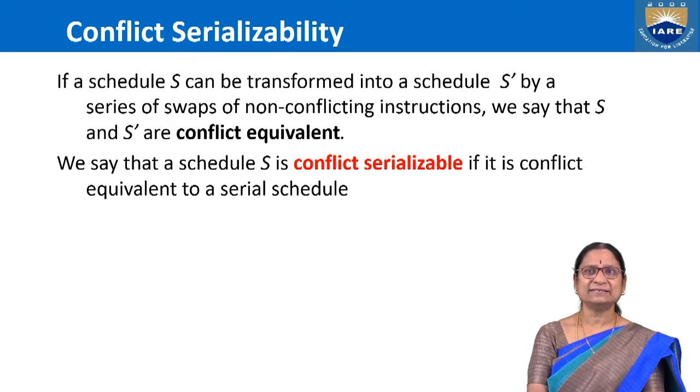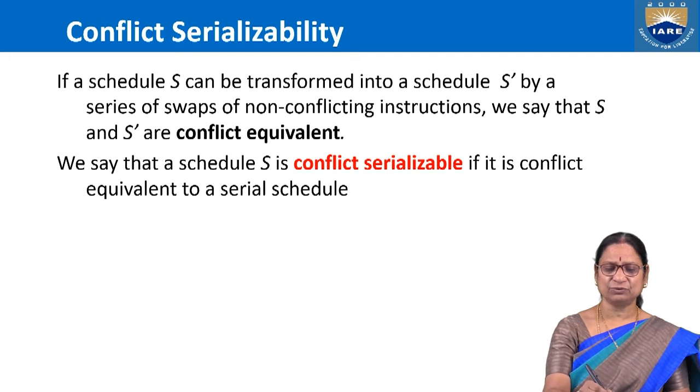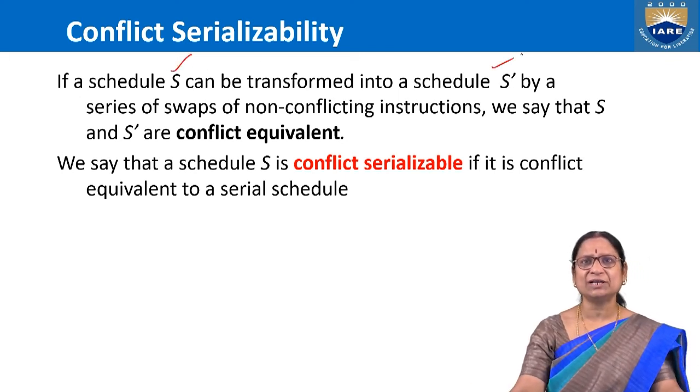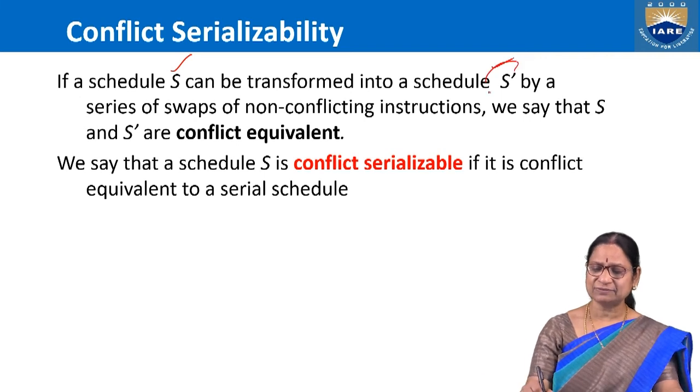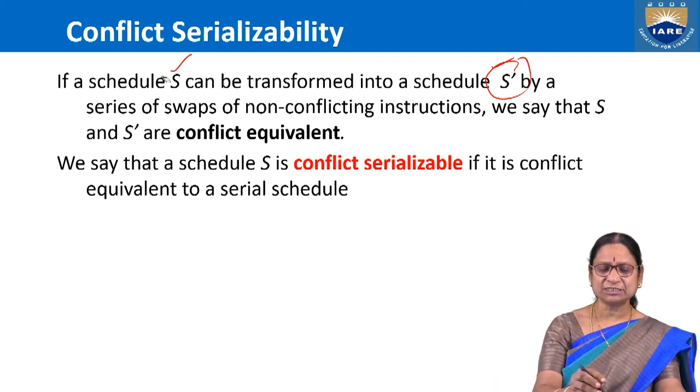Then the schedule S is conflict serializable if it is conflict equivalent to any serial schedule. That means if S is a schedule and I am able to get S dash, a conflict equivalent schedule, where S dash is one of the serial schedules, then I'll say S is conflict serializable. So what is conflict serializability?